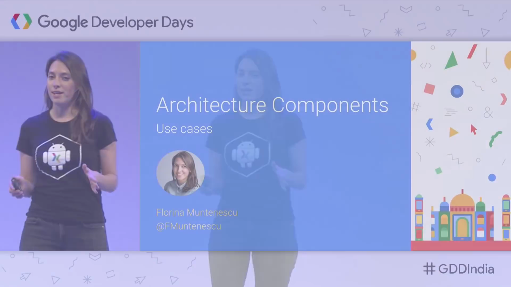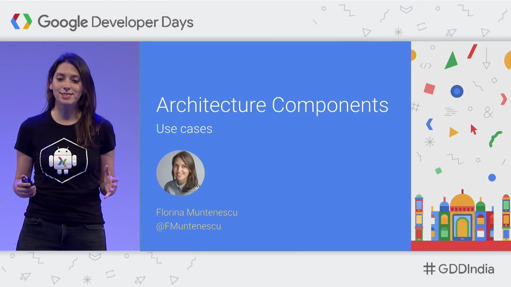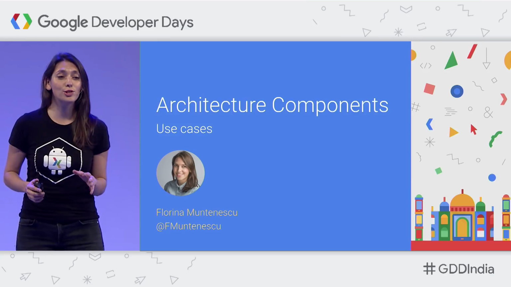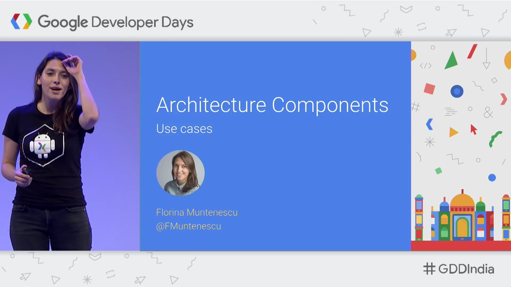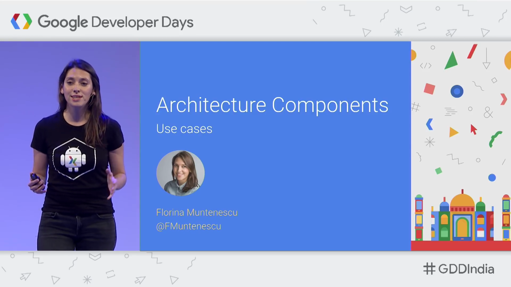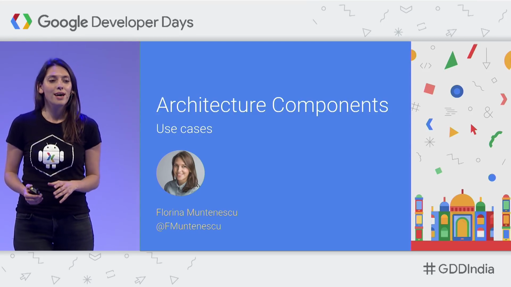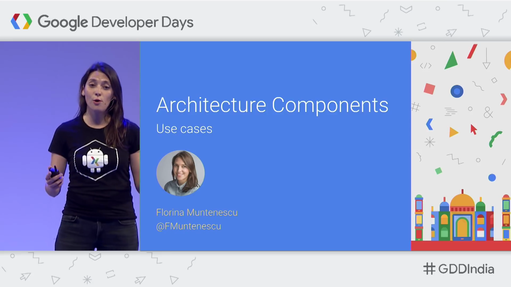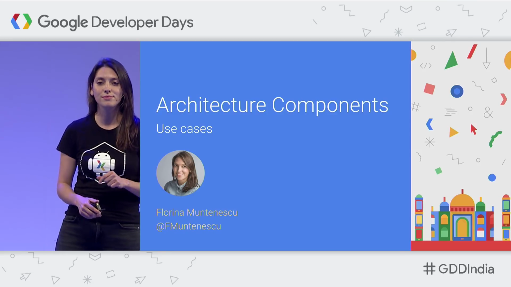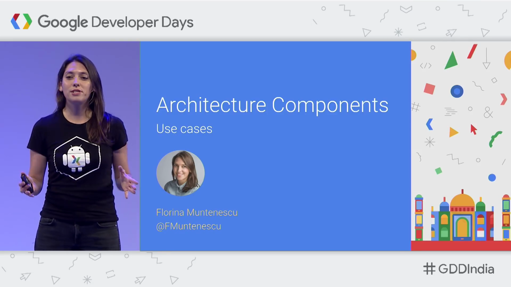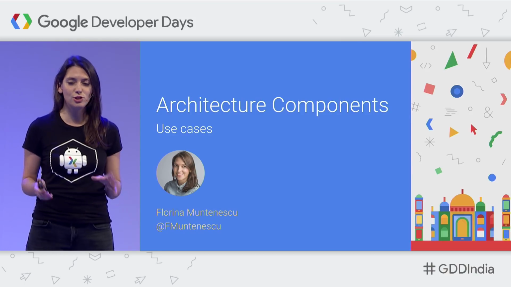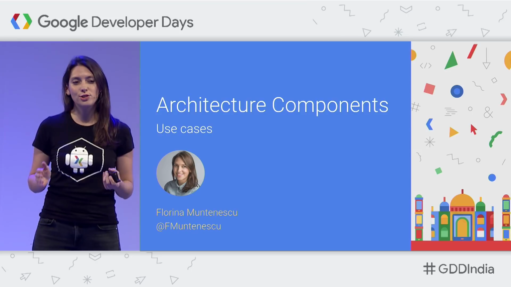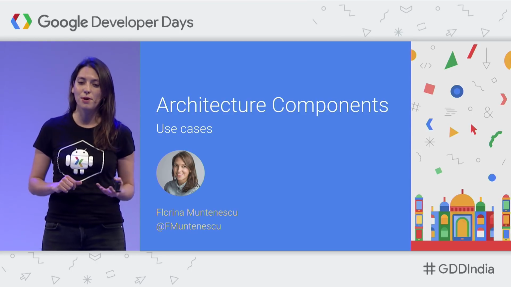Earlier this year, at Google I/O, we announced in alpha the architecture components, a set of libraries that allow you to design robust, testable, and maintainable apps. And now, the architecture components are finally in 1.0, and they are ready to be integrated in your own production applications. Today, I want to tell you a bit about the architecture components, and I want to give you a set of best practices, just to make sure that what you're doing is on the right track with the components.